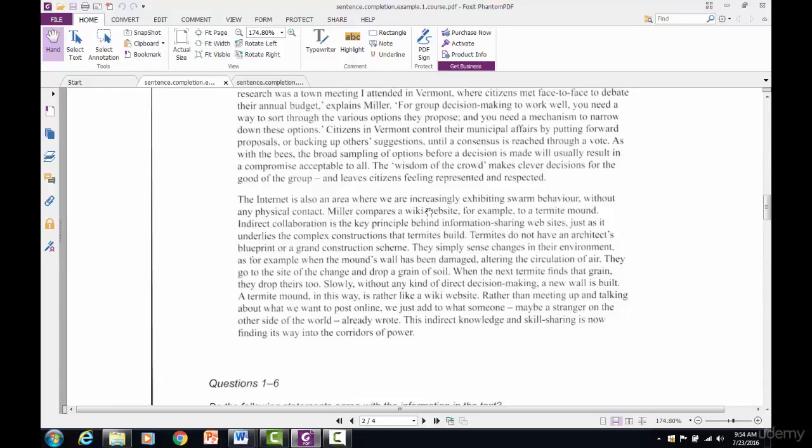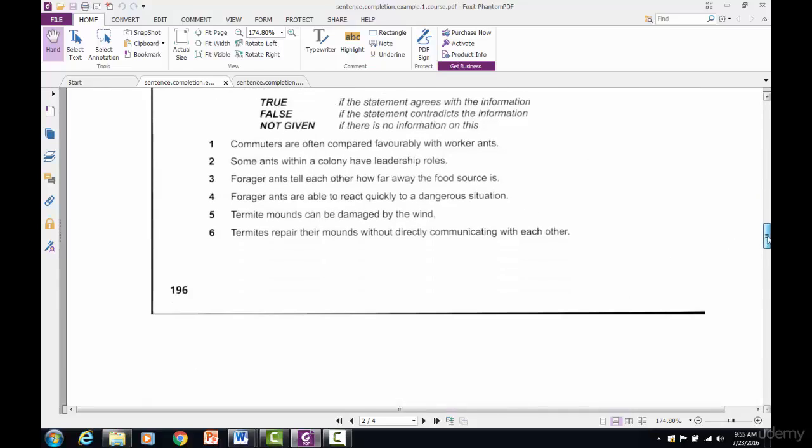I'm going to read this next sentence too because it's talking about a website as an example of the internet. Miller compares a wiki website, for example, to a termite mound. Indirect collaboration is the key principle behind information sharing websites, just as it underlies the complex constructions that termites build. Okay. So it's basically saying the internet is like a swarm behavior. There's no physical contact. There's indirect collaboration.